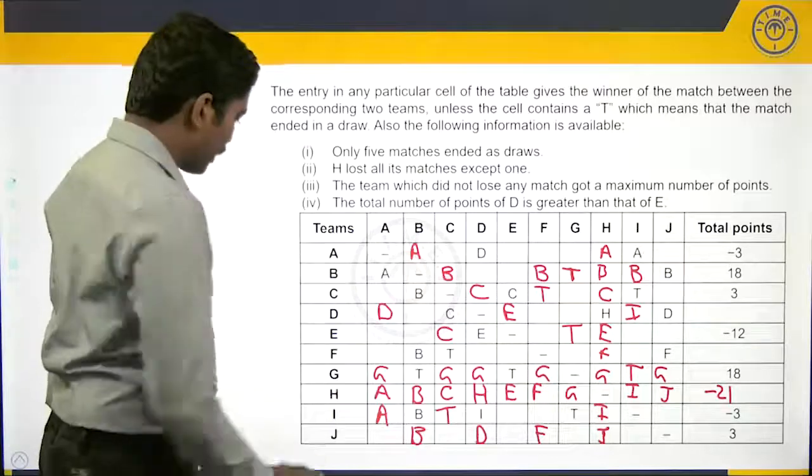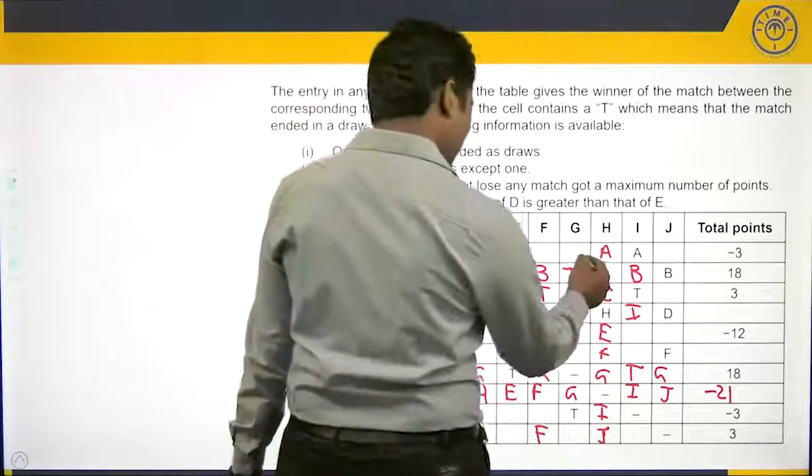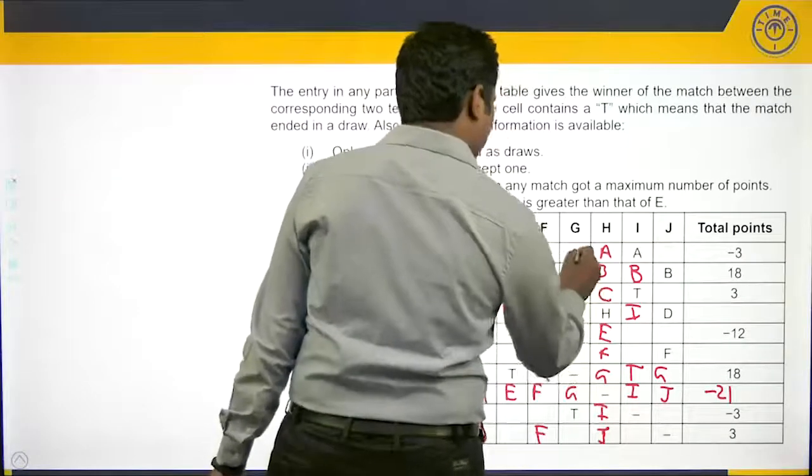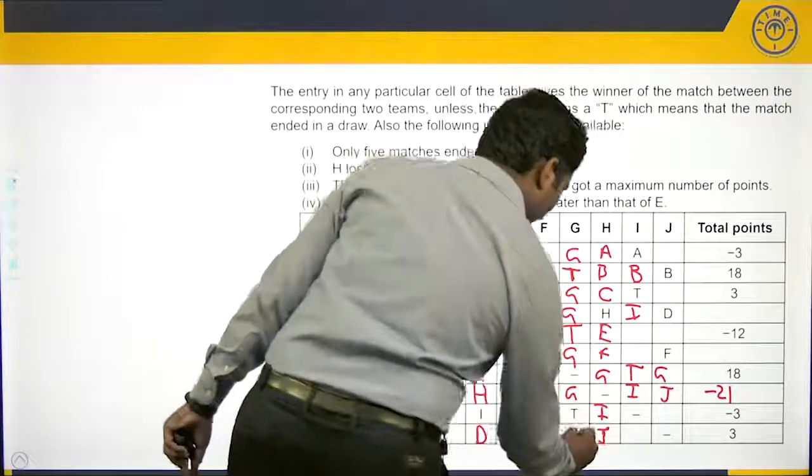We should also fill the column for G. Let's look at G's column. G has how many ties? 1, 2, 3, which means everything else G has to again win: 1, 2, 3, 4, 5, and 6.